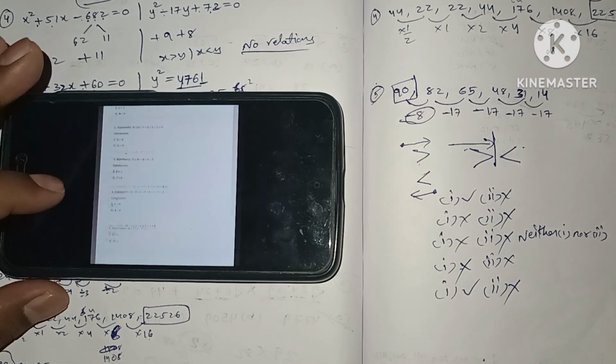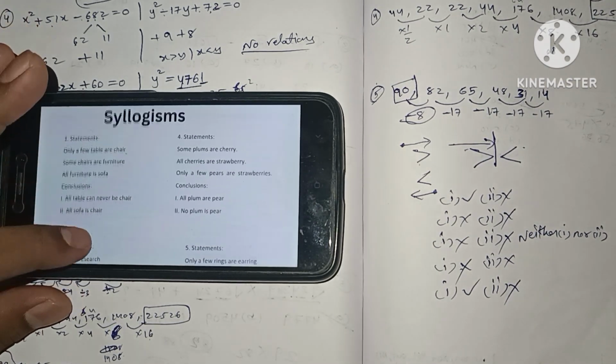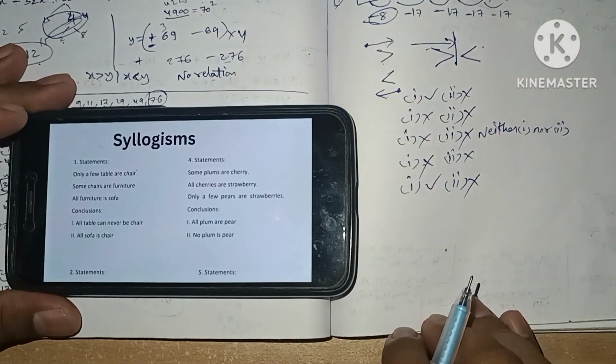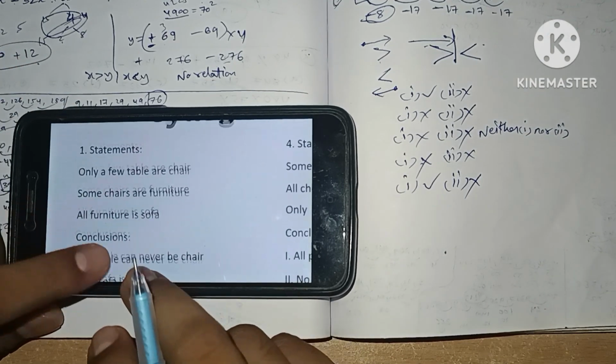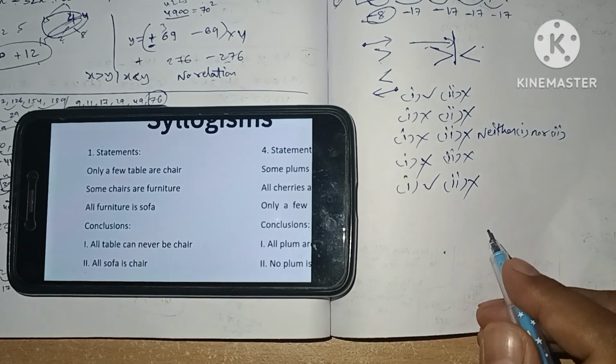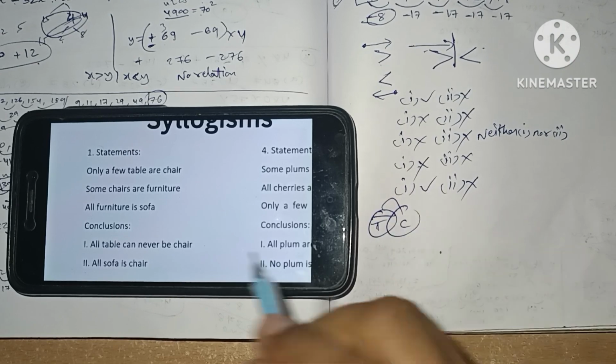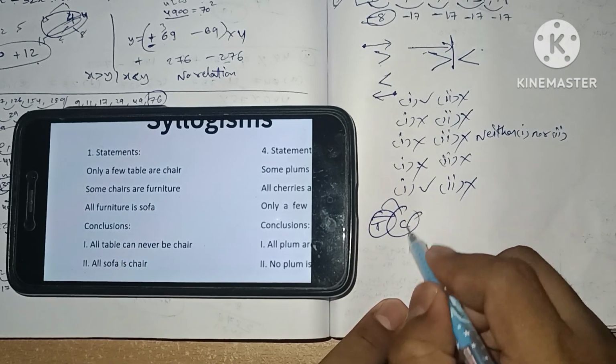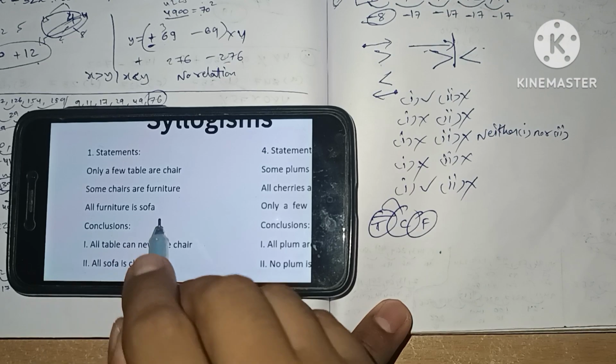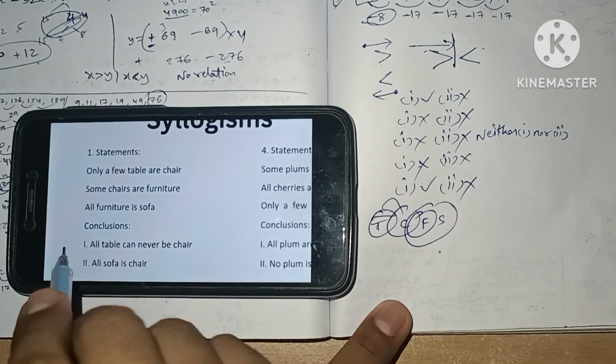Now we are going to see syllogisms. Syllogisms, first question. Only a few table are chair. Some chair are furniture. All furniture is sofa. Let's see conclusions.